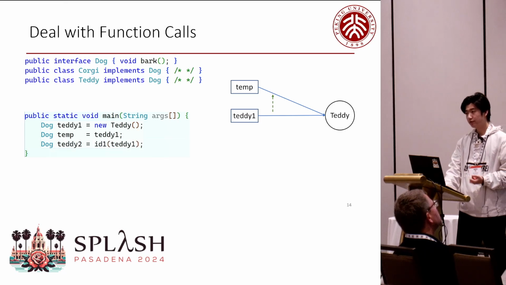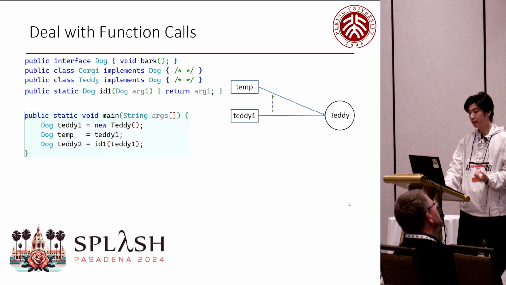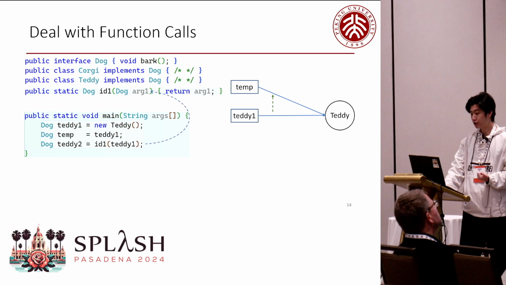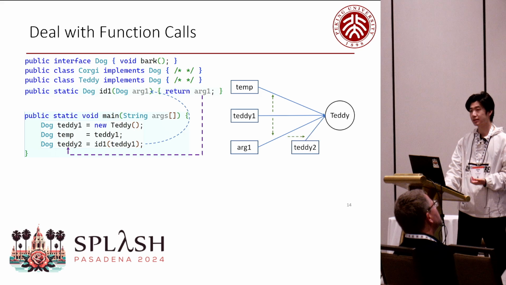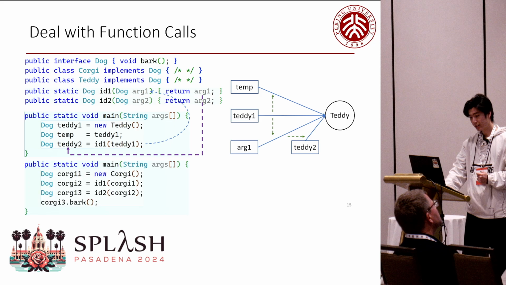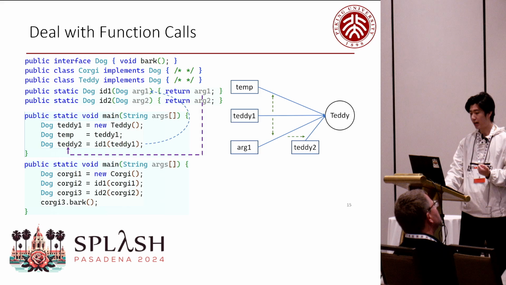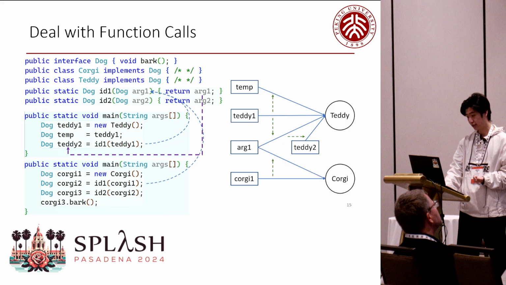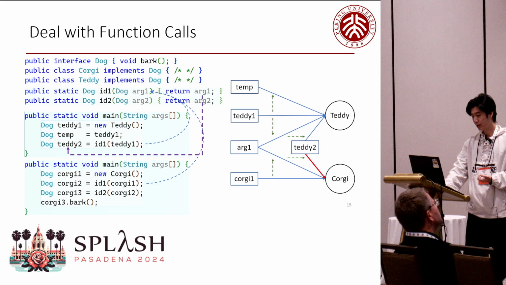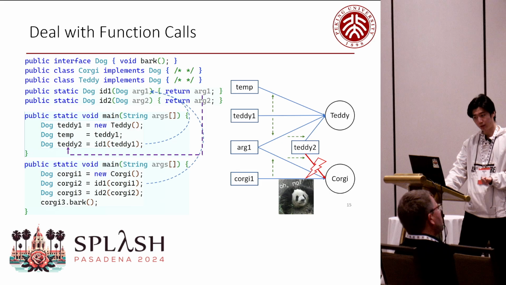And how could we deal with function calls? Here, we invoke a function named id1, which simply returns its parameter. A straightforward idea is to treat parameter passing and return as assignments so that we could deal with them in the same way we deal with assignments. However, this is imprecise. Suppose another function also calls id1. Since there are two data flows into arg1 with different objects, arg1 may point to both a teddy object and a corgi object. So does teddy2. This brings in some imprecision, which is undesirable.